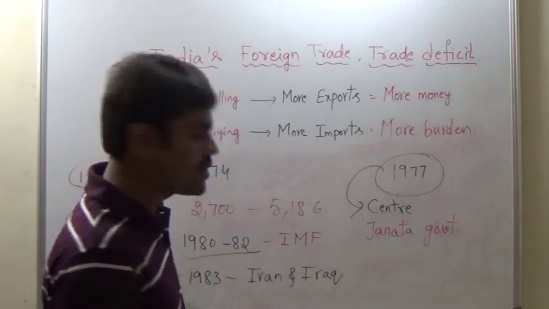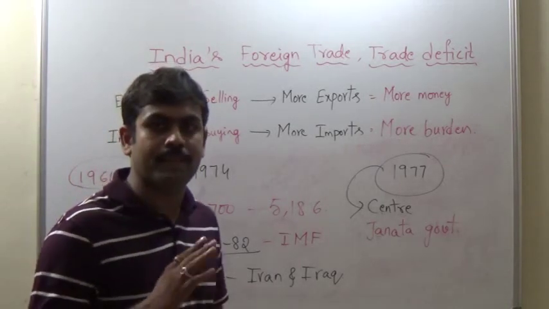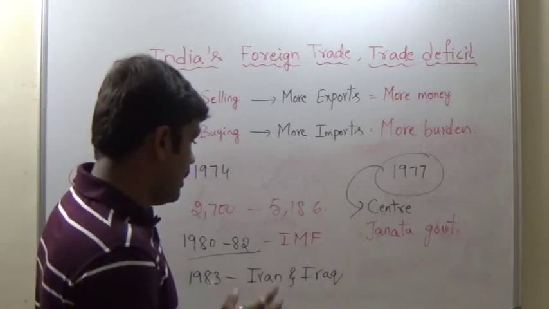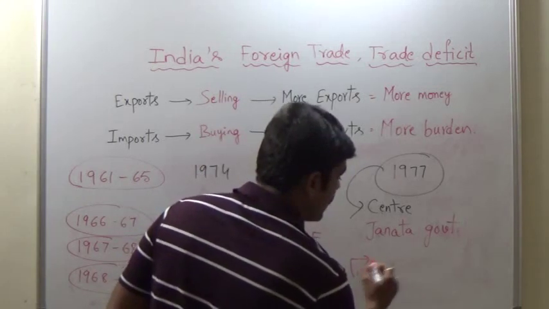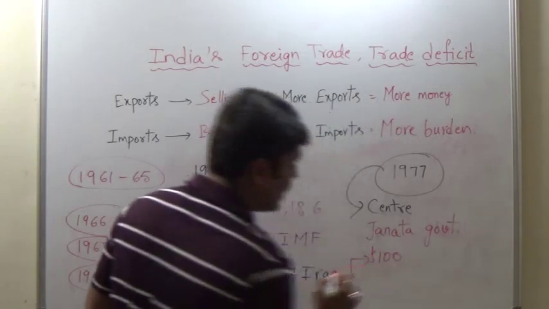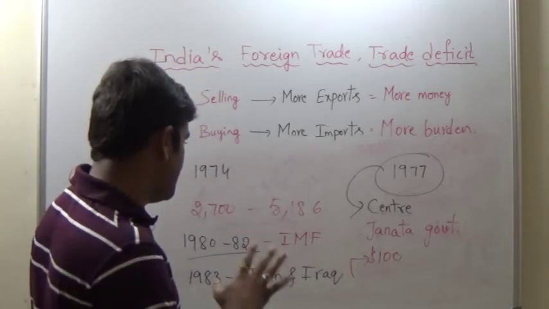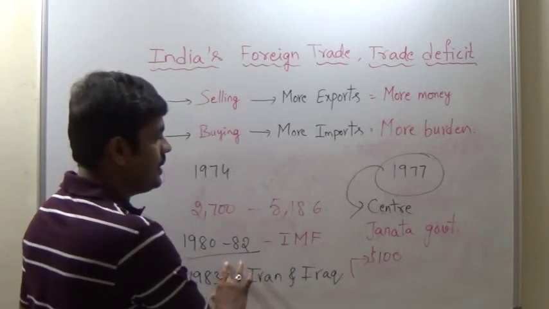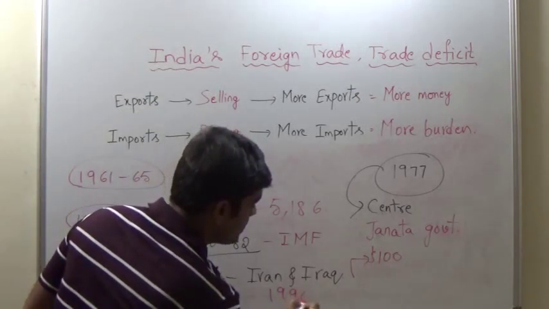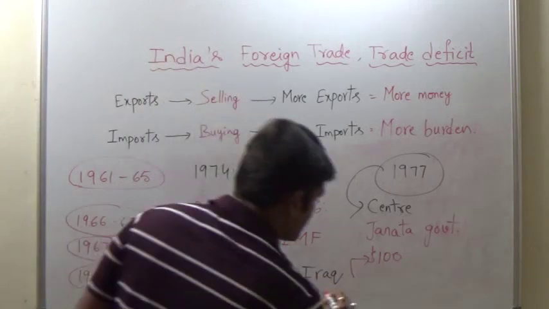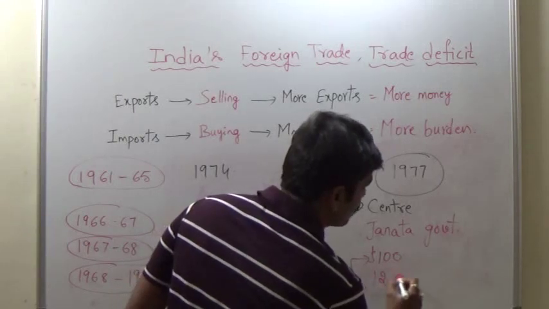And this Iran and Iraq war resulted in a shortfall of the supply of petroleum, and again the prices of petroleum shot up to an unimaginable rate of almost $100 a barrel. Almost $100 a barrel, and it was a heavy blow to the government of India. And from then onwards, between 1983 and 1990, the trade deficit of India reached huge imports amounting to almost 12,000 crores.